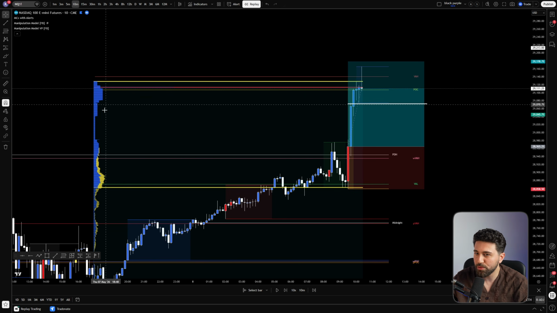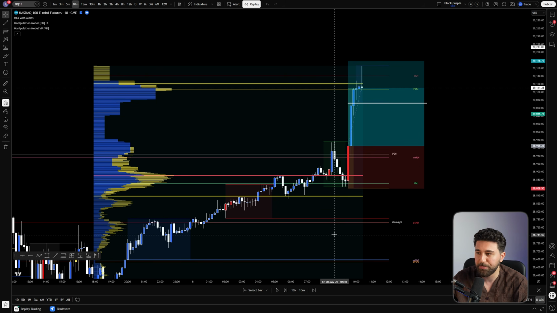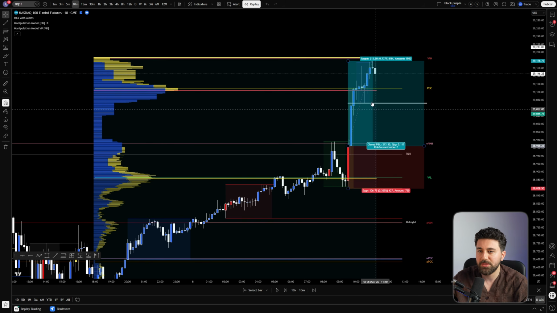And I want you to look at the volume profile while this move is also happening. So you're seeing how much volume is being transacted here. The value area high is constantly going up. The value area low is going up as well. Let's see how the volume profile looks when we hit the take profit.